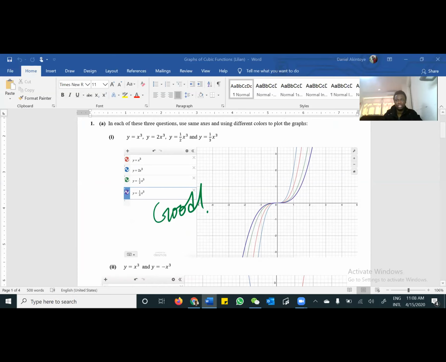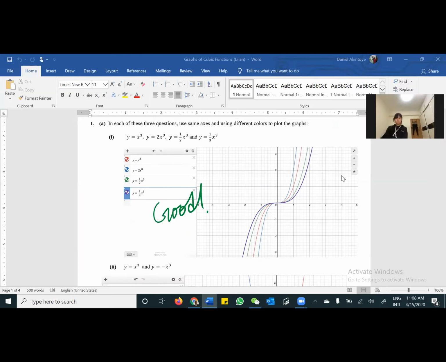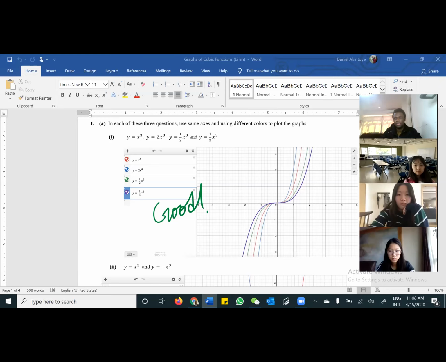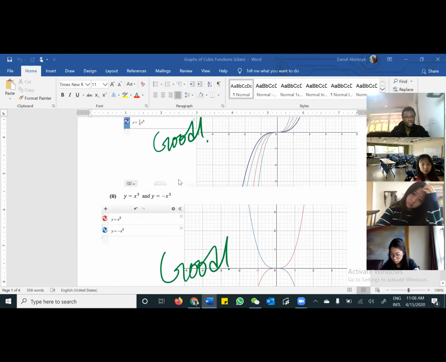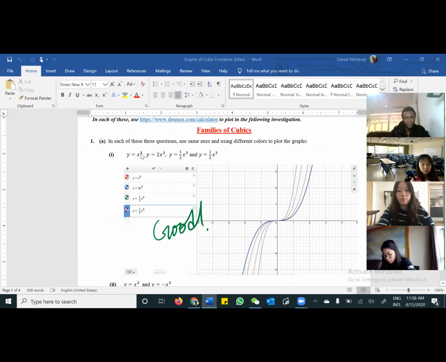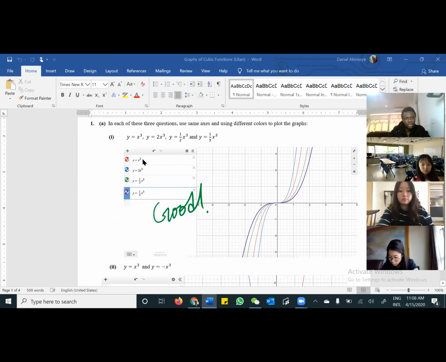Can everybody see this worksheet submitted? Can everybody see this? Okay, good. So I'm sure everybody got this, so no need to waste time on it. So you could see clearly that, look at for this one, red, that's one. When it becomes two, that's the blue one, which is this.